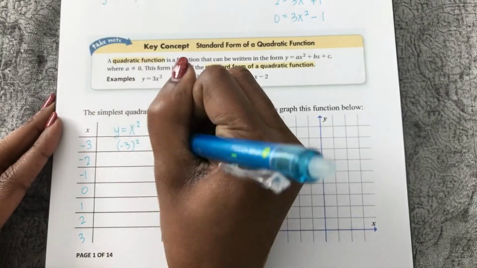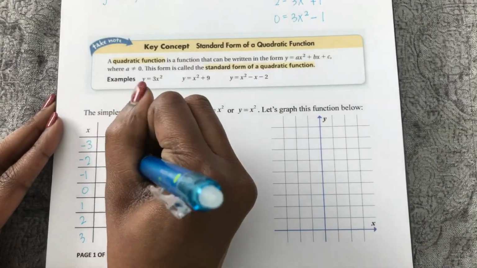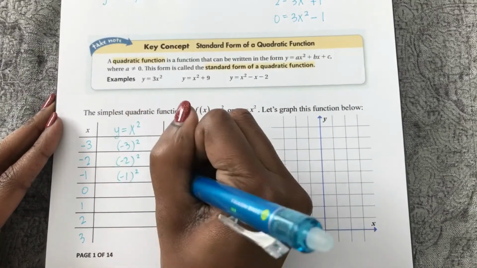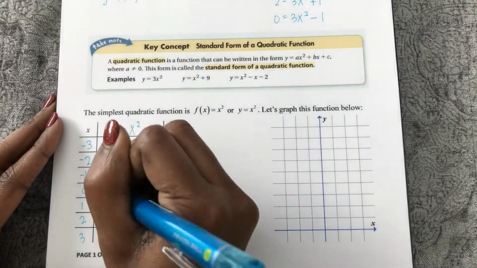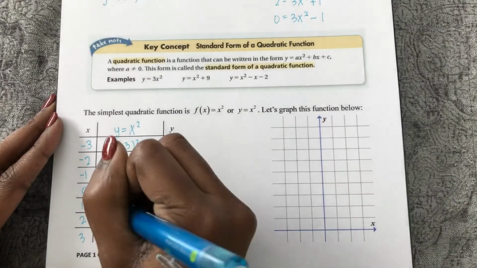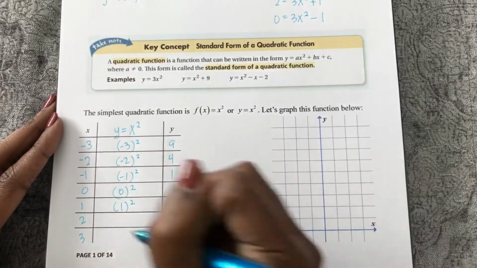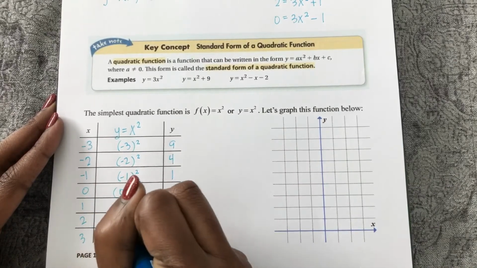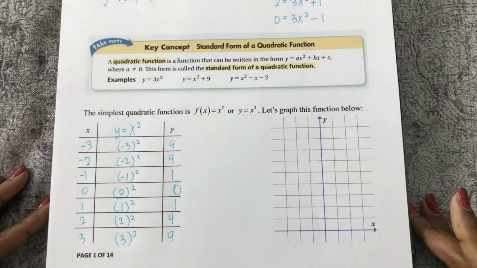So negative 3 squared is 9. Negative 2 squared is 4. Negative 1 squared is 1. 0 squared is 0. 1 squared is 1. 2 squared is 4. And 3 squared is 9.